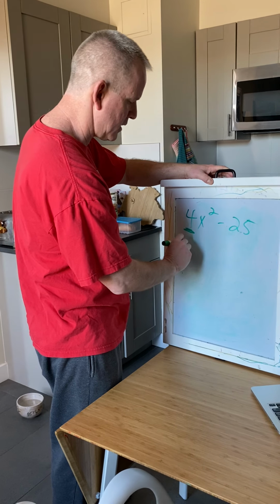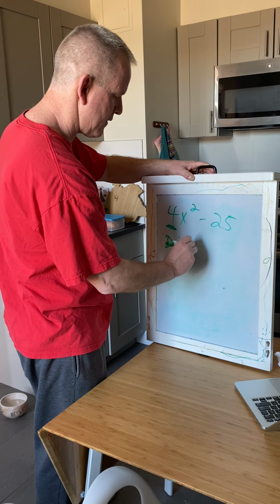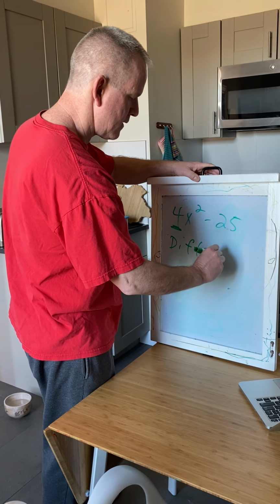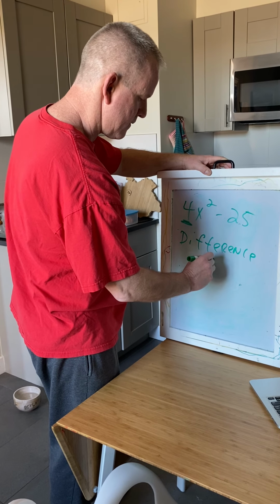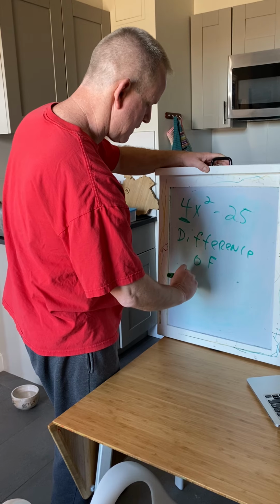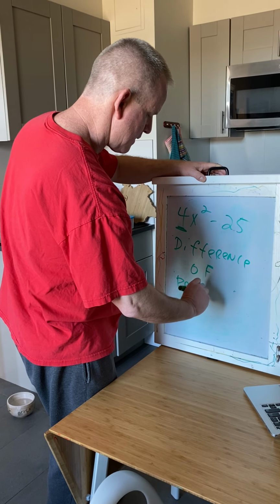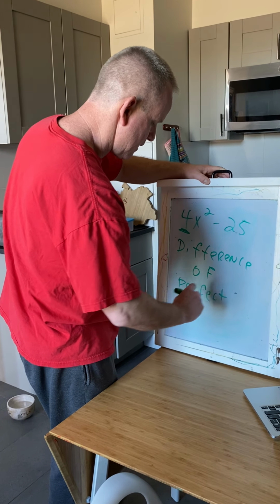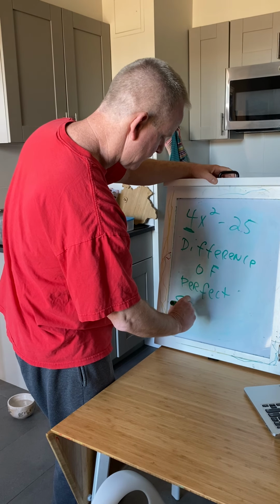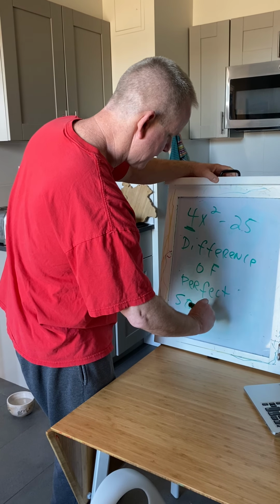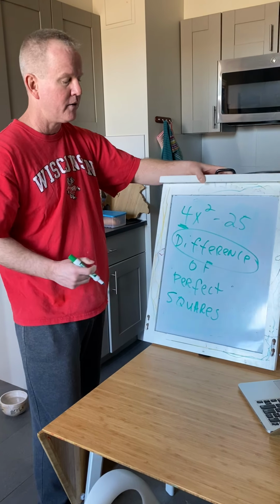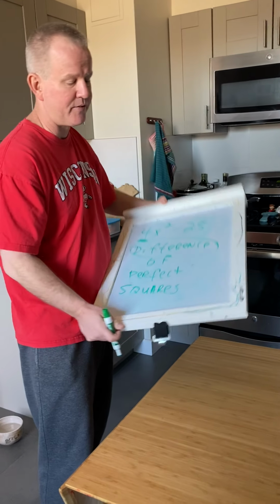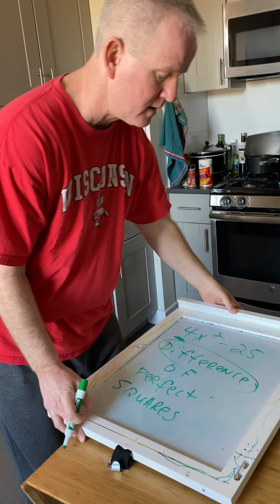This is going to be something called the difference of perfect squares. Difference of perfect squares. Difference means subtraction. So you've got to have a negative sign in there somewhere, right?